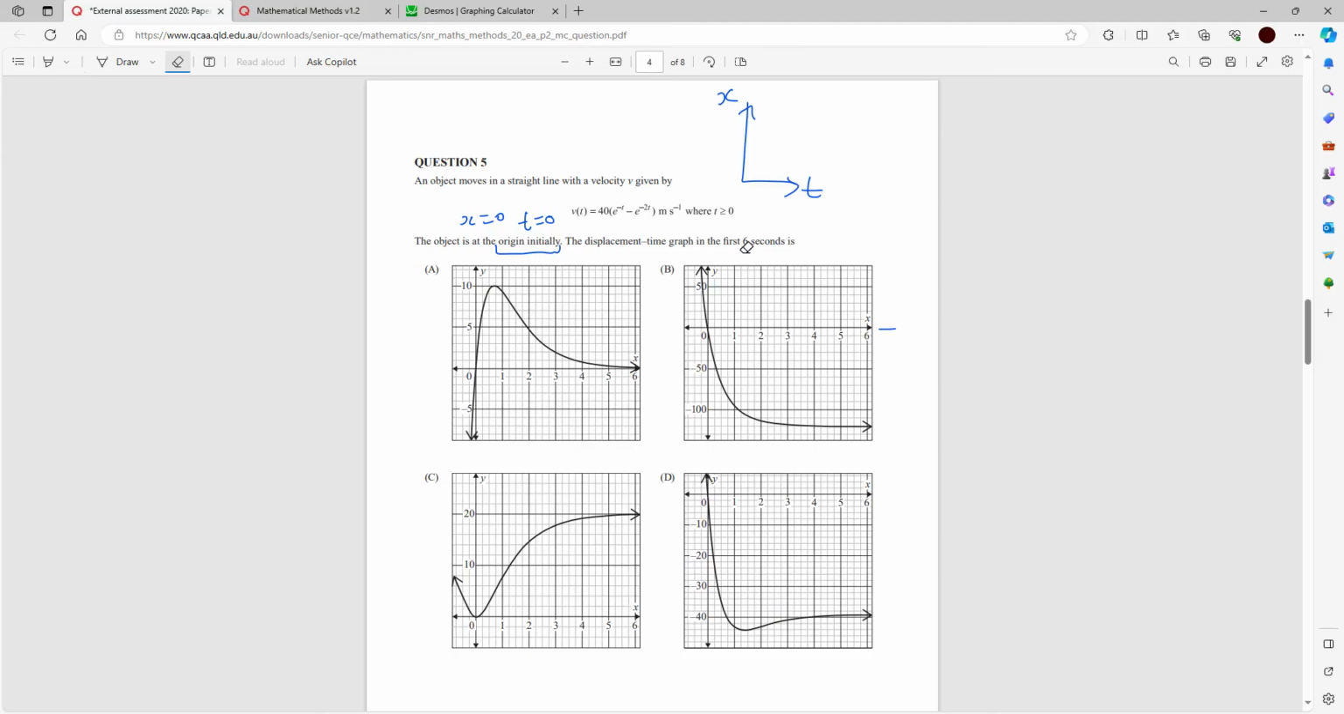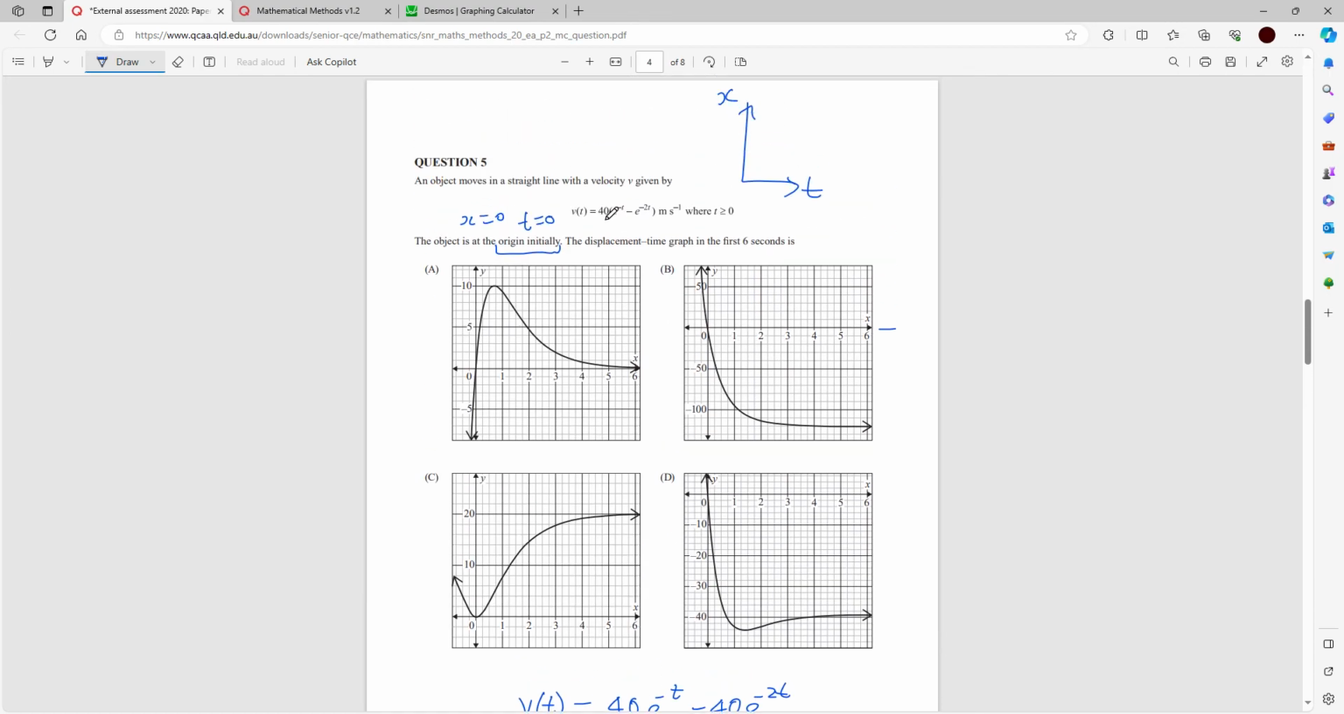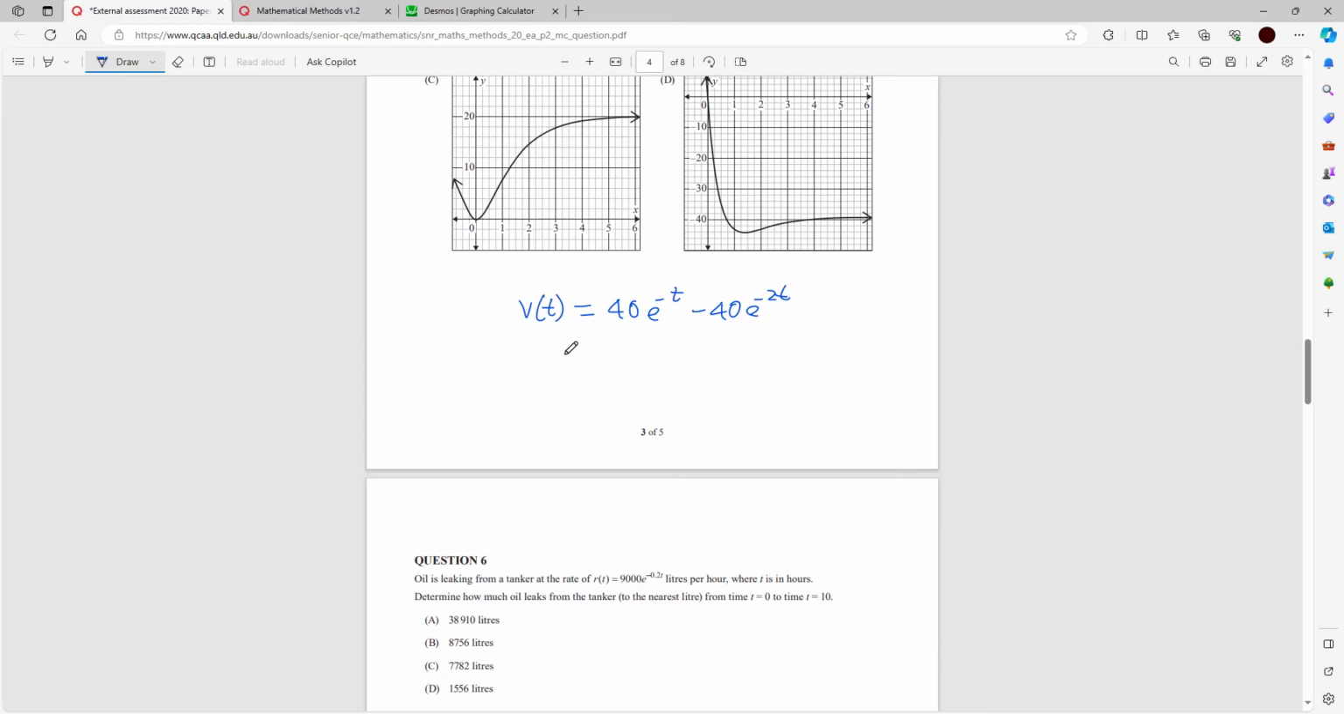So the displacement for the first 6 seconds. What we can do is work out our actual function here. So we know v of t is 40 e to the negative t minus 40 e to the negative 2t. All I did was expand that 40 at the front to each of them here, okay? If I integrate this, I'm going to get my function of time for position, okay? So the integral of 40 e to the minus t minus 40 e to the minus 2t dt, okay?